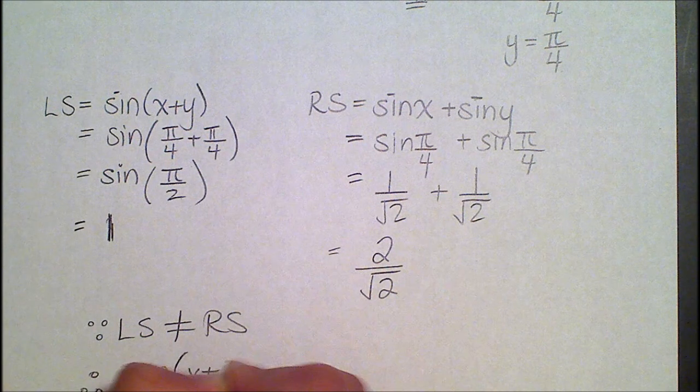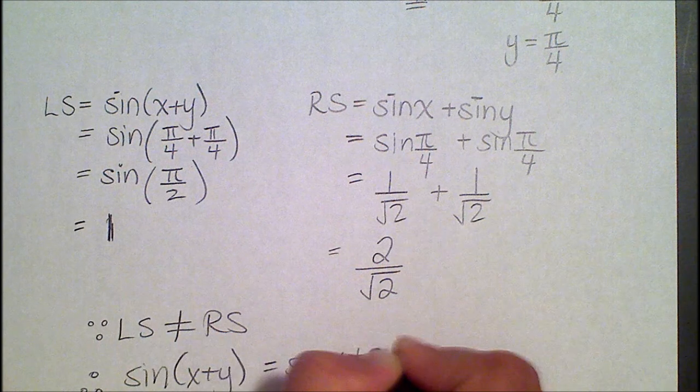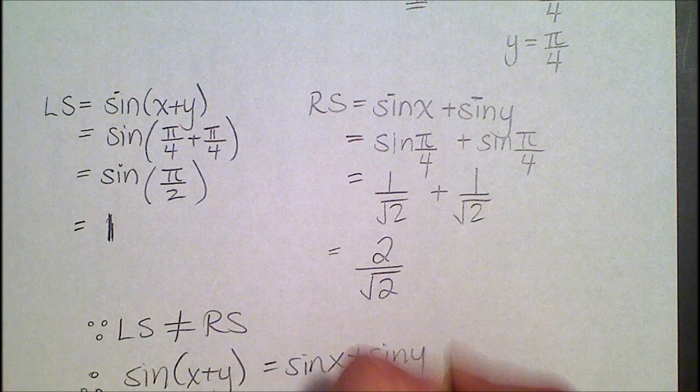Okay? So it might be true for some values of x and y, but it's not true for all values of x and y, so that means it is not an identity.